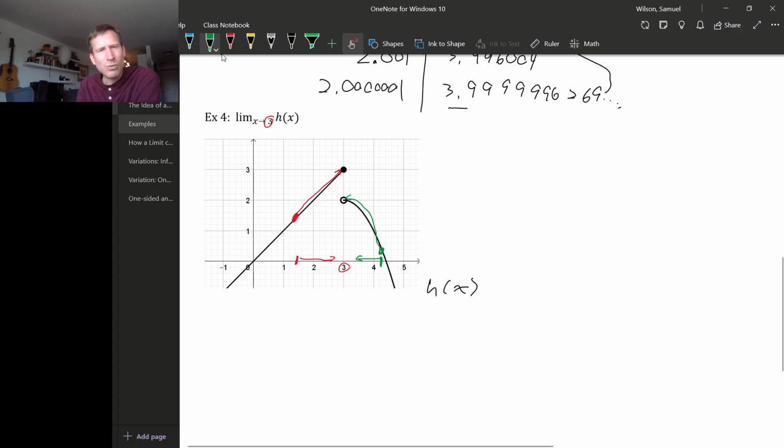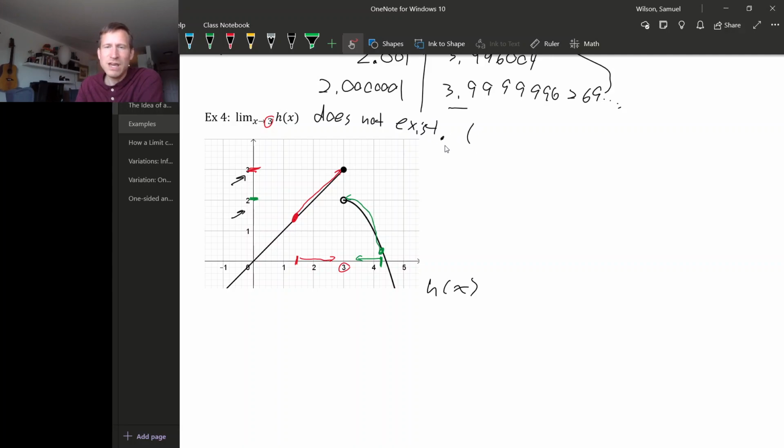And, well, these two coming at 3 from each direction, they don't actually agree on the height, right? If we come at it from the left, it looks like we're heading towards height 3. And if we come at it from the right, it seems like we're heading towards height 2. But when we wrote down our idea for a limit, we seem to be implying that there should be a single value that we're heading towards. But here we don't have a single value. It looks like there are actually 2 values. So this limit doesn't actually exist. There's no single number that we can call the limit. So this limit does not exist.